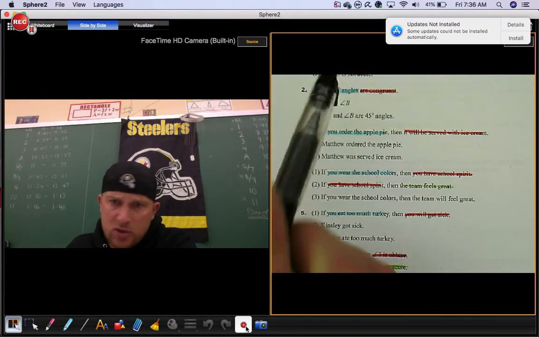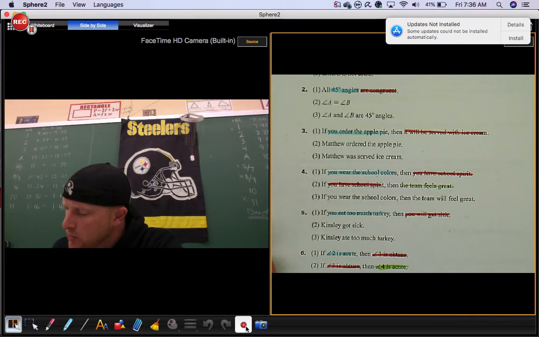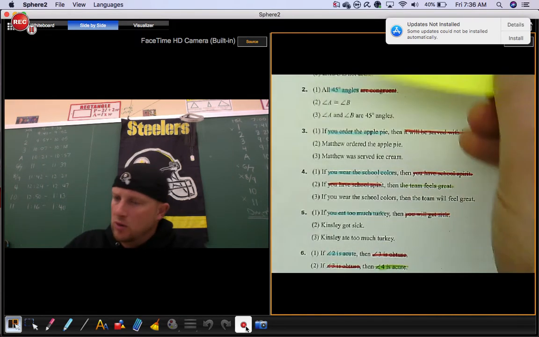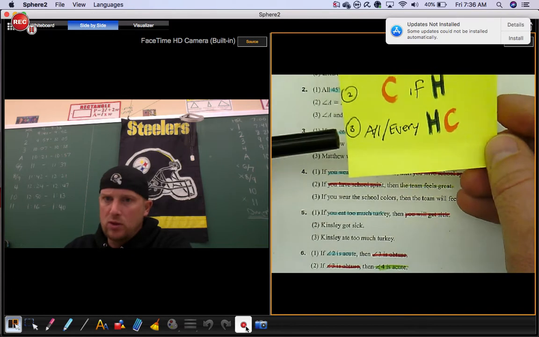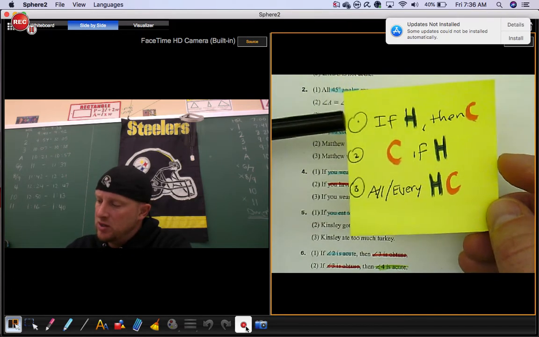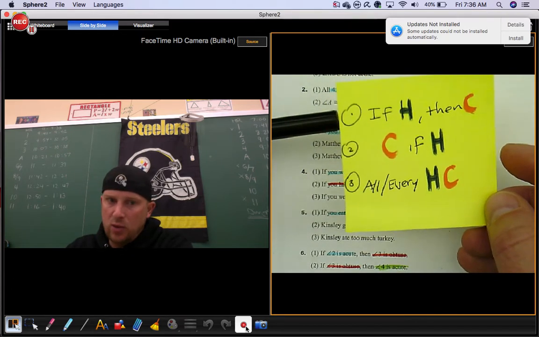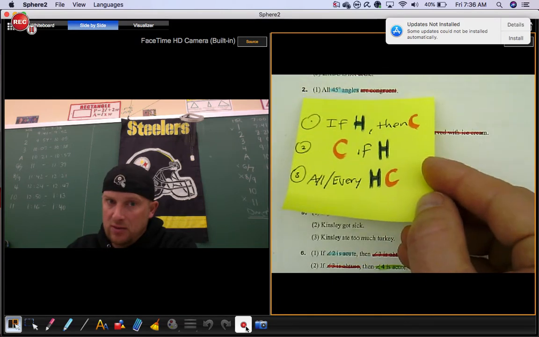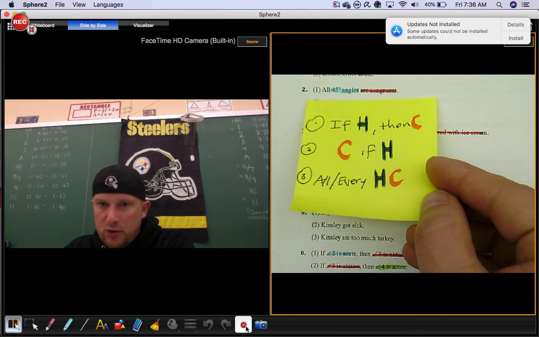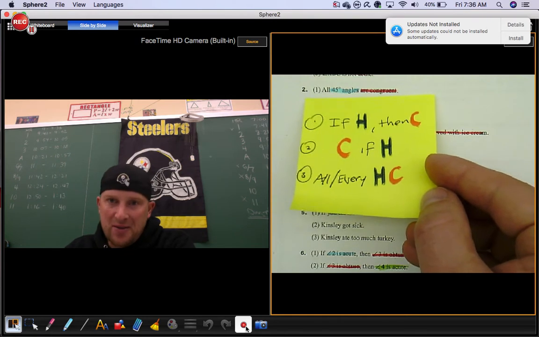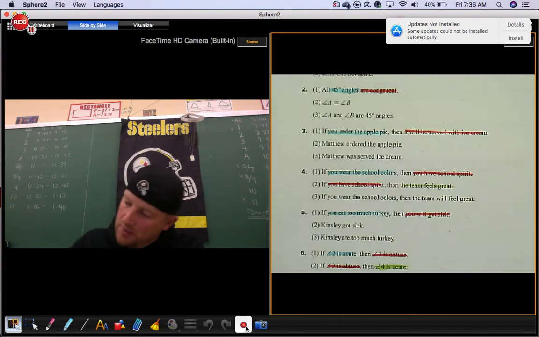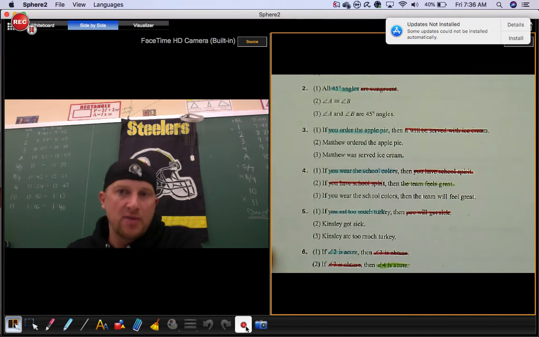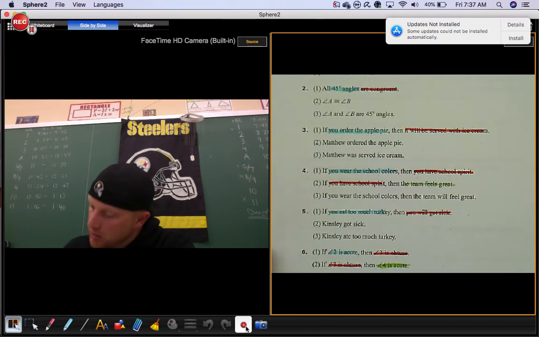Number two, all 45-degree angles are congruent. That's a conditional statement. It might not look like it, but it's actually this third one. So switch it back to an if-then statement to help you. If two angles are 45 degrees, then they are congruent. So make sure you understand that the 45-degree angles is your hypothesis. Being congruent is your conclusion.